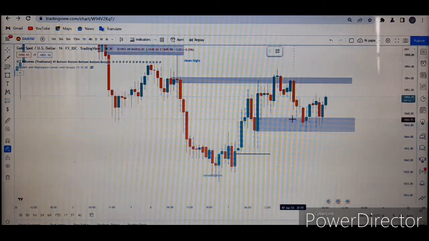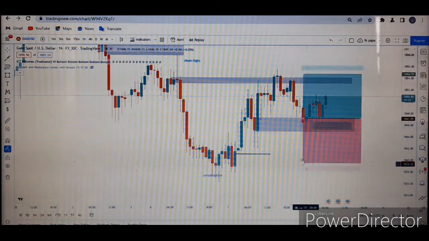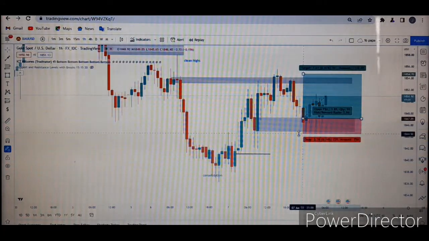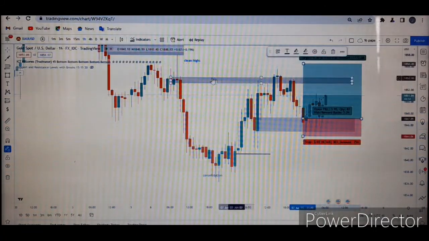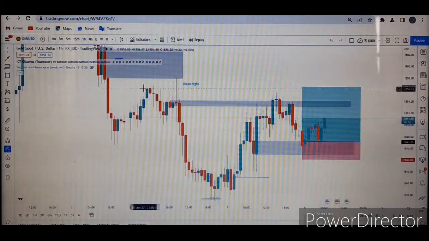I took another trade from here. Immediately when the trade touched that one, and I placed my order blocks, I placed my stop loss just below here, and my target is above these clean highs that are here, that I just already highlighted.